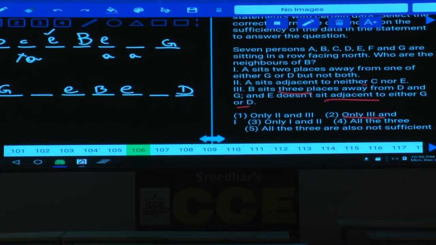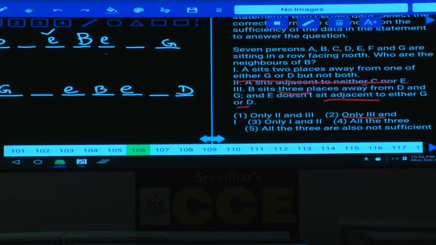Now I am taking out condition number 2. This is not condition number 2. Now we need to check out condition number 1. Let's see 1. Now in this condition number 1, what is given in this one? Condition number 1, please. A sits 2 places away from either G or D but not both. Now A is 2 places away from either G or D but not both, isn't it?